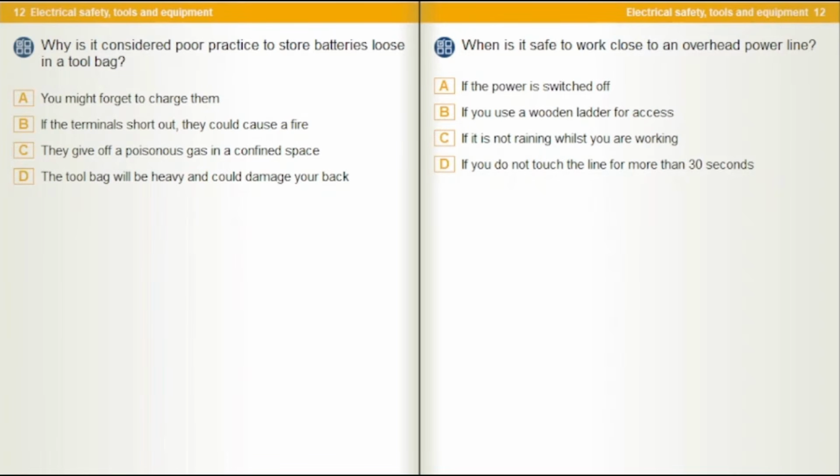When is it safe to work close to an overhead power line? If the power is switched off. If you use a wooden ladder for access. If it is not raining whilst you are working. If you do not touch the line for more than 30 seconds.